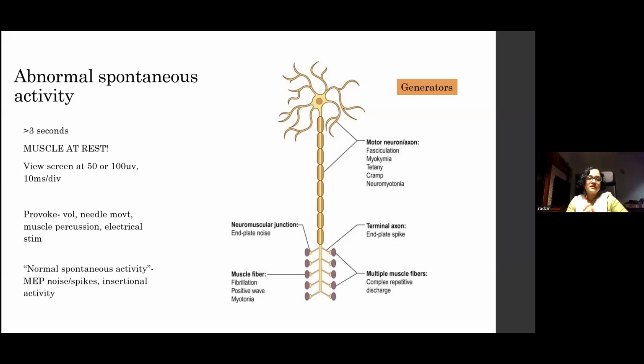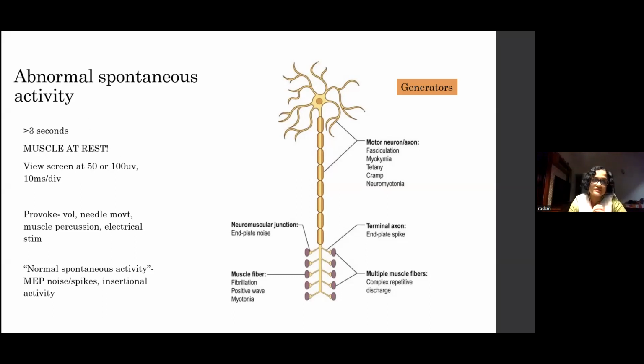So abnormal spontaneous activity is any pathological activity that you record from the muscle with the needle in the muscle, which lasts more than 3 seconds on the screen. Anything less than 3 seconds, we label as insertional activity, which is also spontaneous activity, also recorded from the muscle at rest, but it is not consistent. It just comes briefly, and I'll show you a video of it, and just goes immediately. So that's not really pathological. So that's normal.